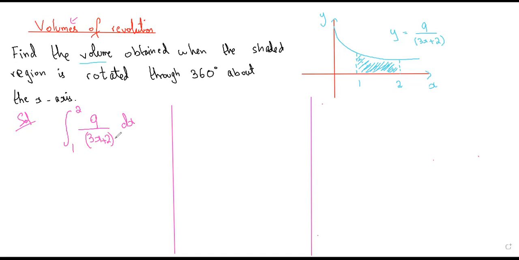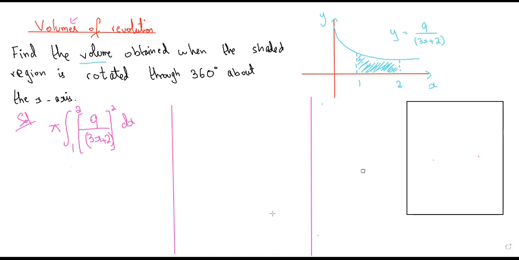It is about when the shaded region is rotated through 360 degrees about the x-axis. So you are going to do two things. You will square this and you will multiply by pi. This is a fixed formula. I'll write down the fixed formula here as well, just so you know how to do such questions.